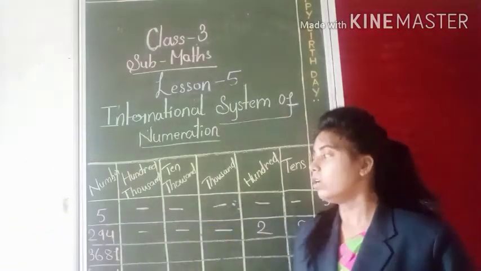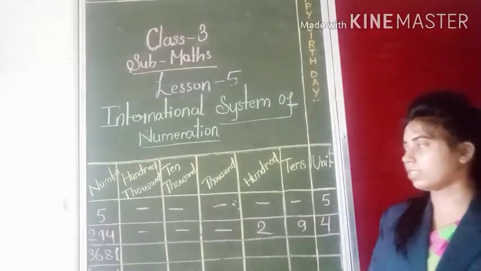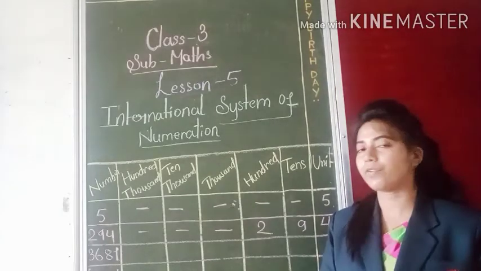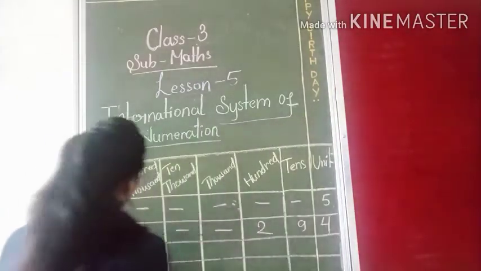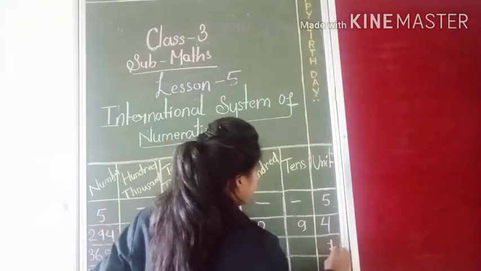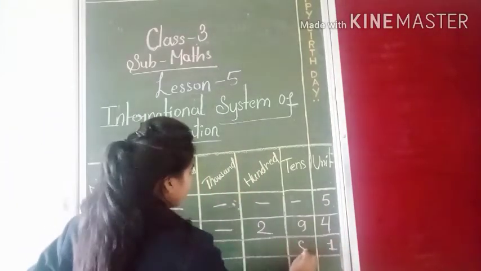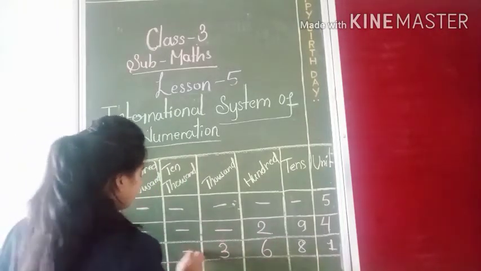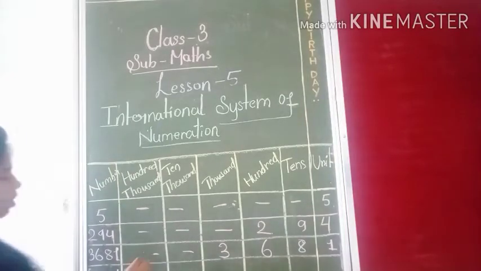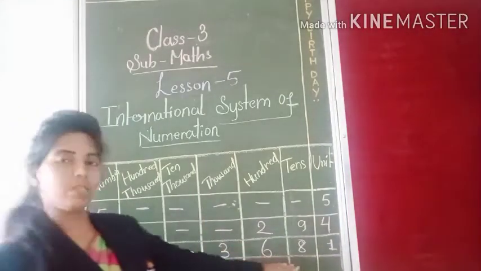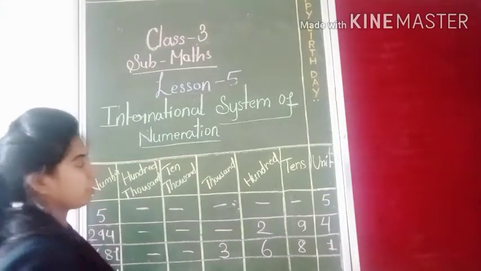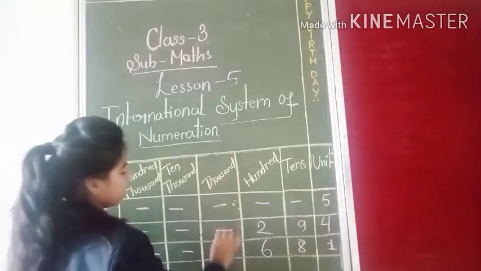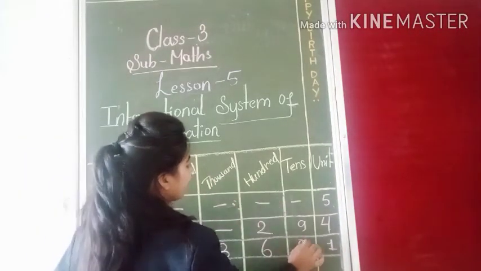Next number, 3,681. Starting our number, we write 1 in the units place, 8 in the tens place, 6 in the hundreds place, and 3 in the thousands place. Only 4 digits are here, so we arrange the number in these parts. When we read this number, we go from left to right: 3,681.